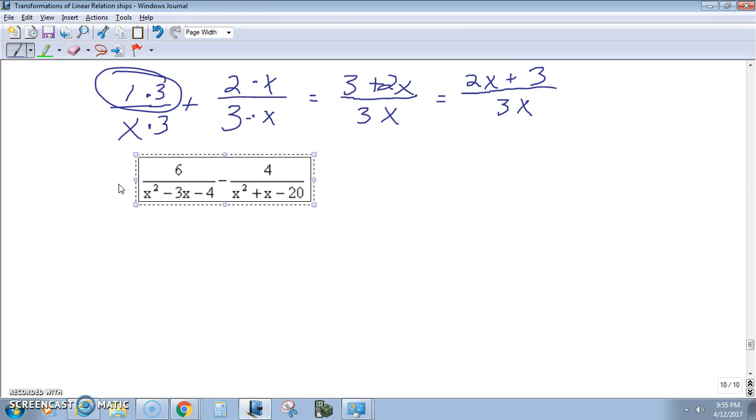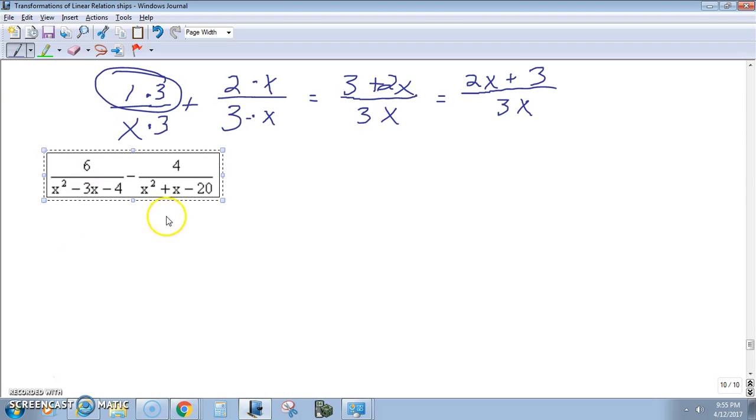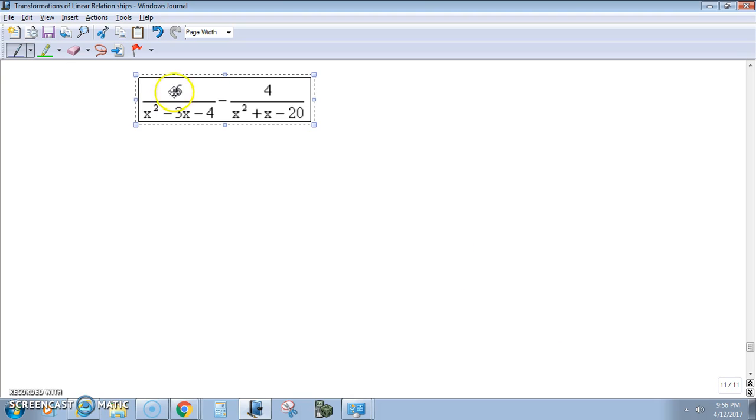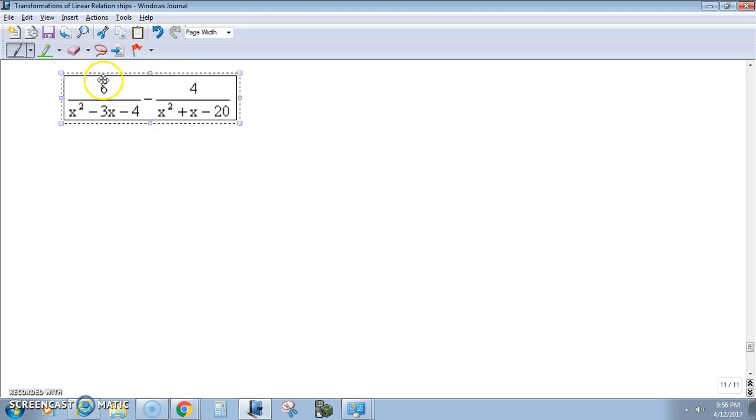All right, I grabbed this problem here. We want to, oh, this is a subtraction problem. Oh, good, we can practice distributing our negative. Now, how in the heck are we going to get a common denominator there? You know what, let me clear the screen here. Let's do this over here. How are we going to get a common denominator?